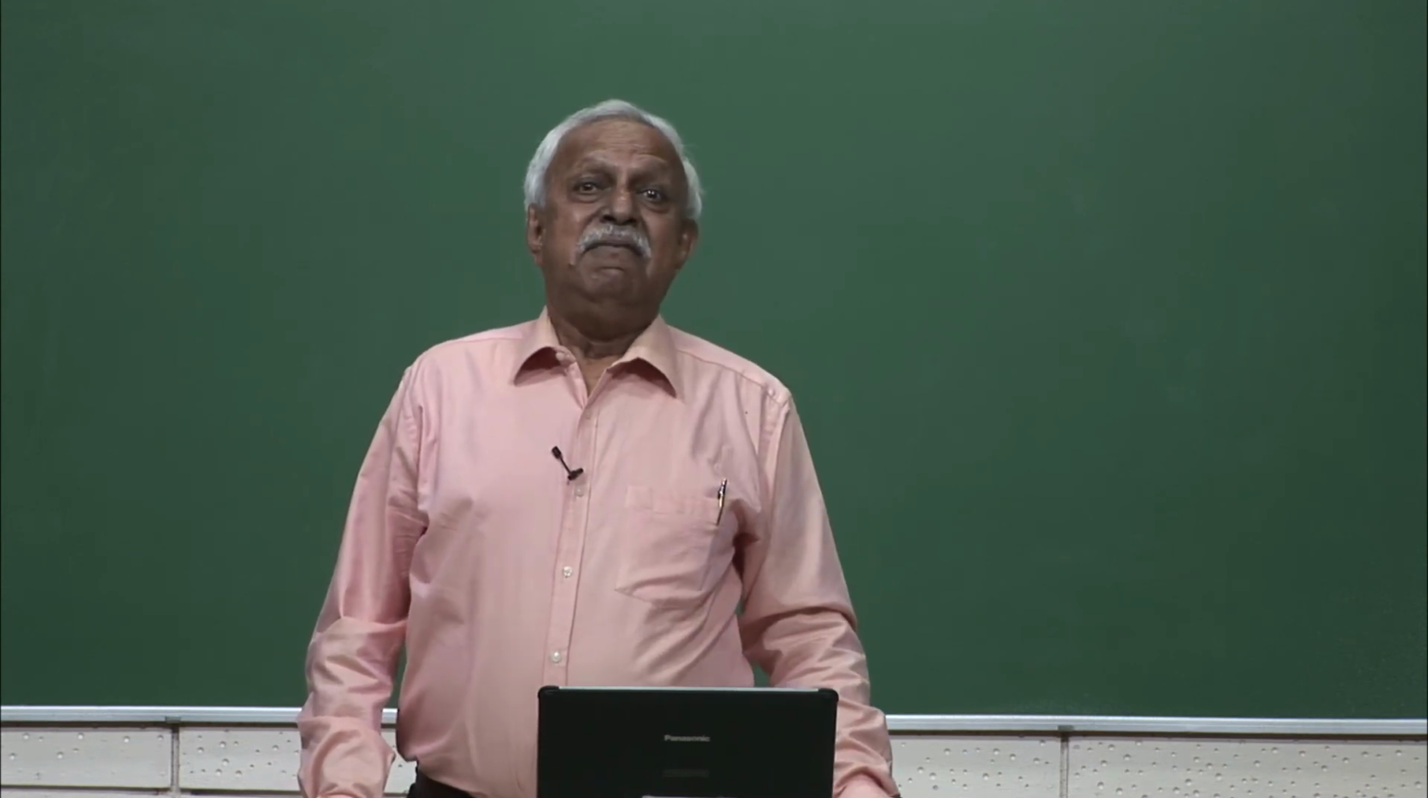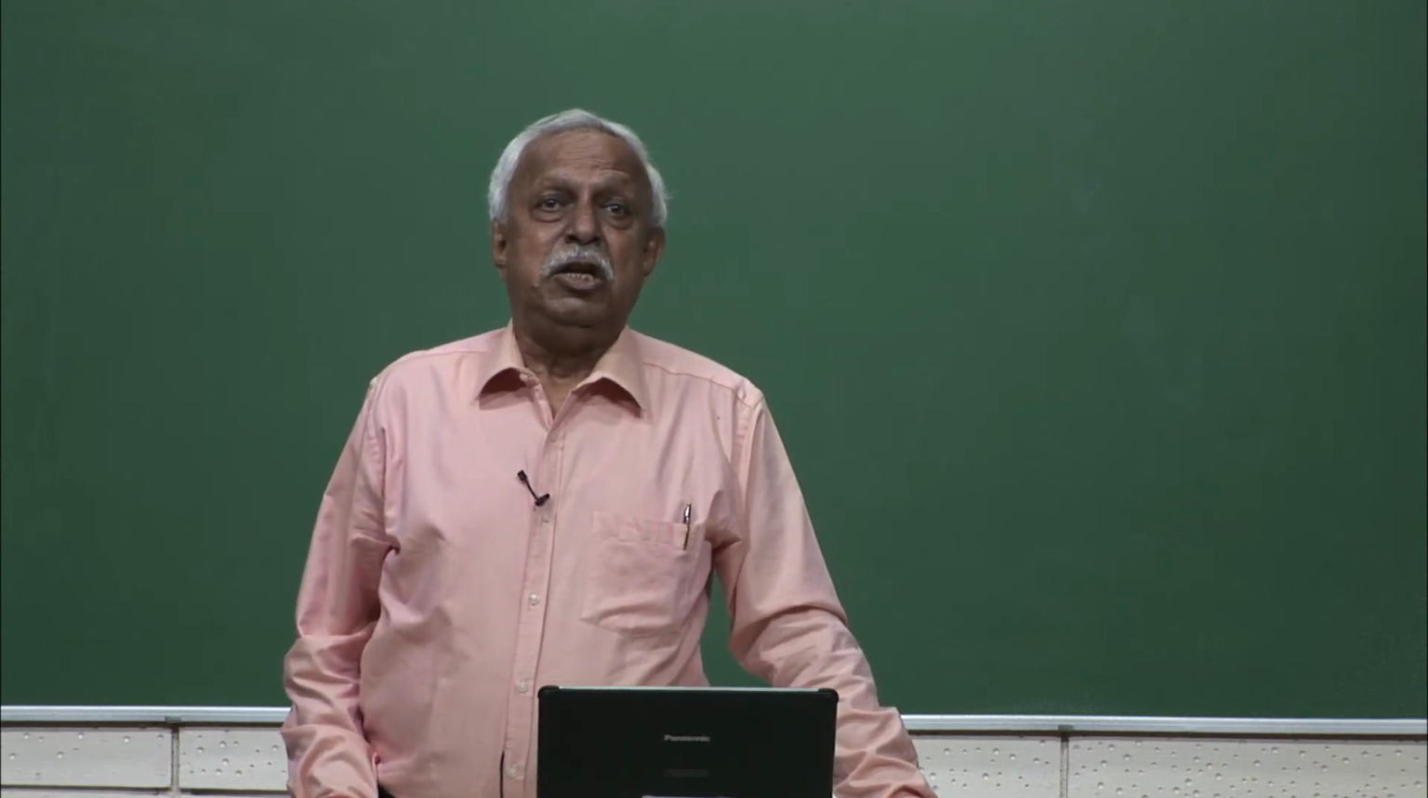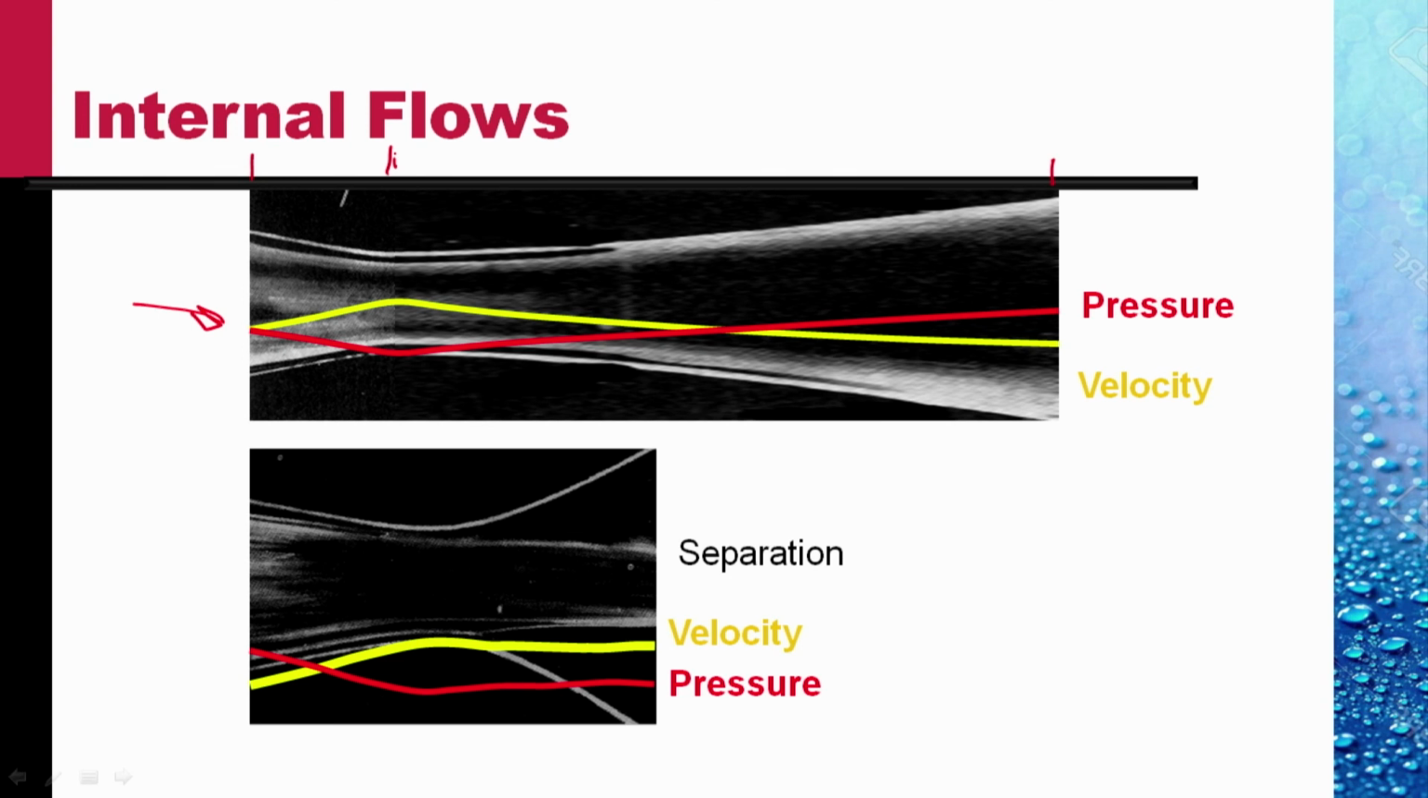But if the length of the diverging section is reduced, like in the lower picture, you see a very interesting thing. The flow here separates at the throat and comes out as a jet. And if it comes out as a jet, the velocity does not decrease. So while in the converging portion the velocity is increasing, the yellow line, in the diverging portion the velocity does not decrease.